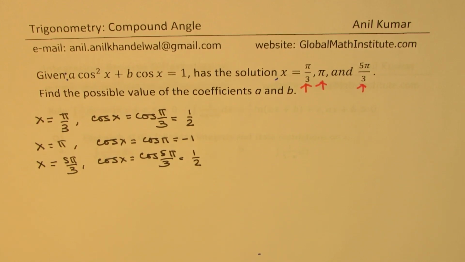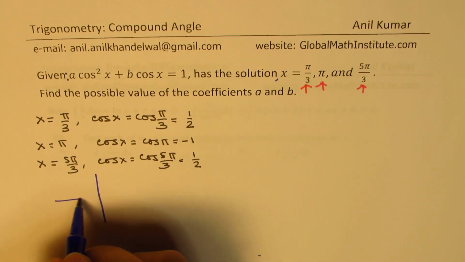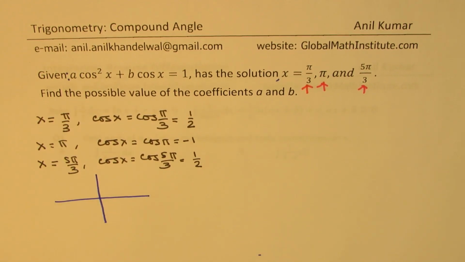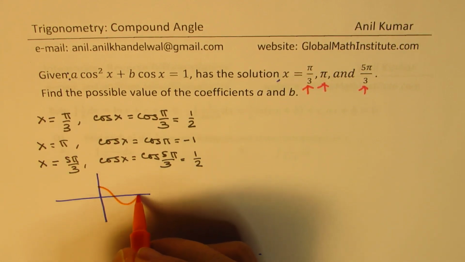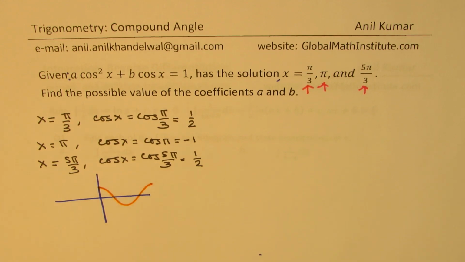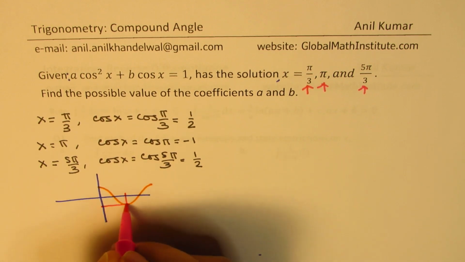Well, it is not important to remember these values, but it is important to understand why and how we get these values, right? A couple of ways. You could think about the cosine graph as like this, right? That is your cos function, and clearly cos pi is the center value, so that is minus 1.